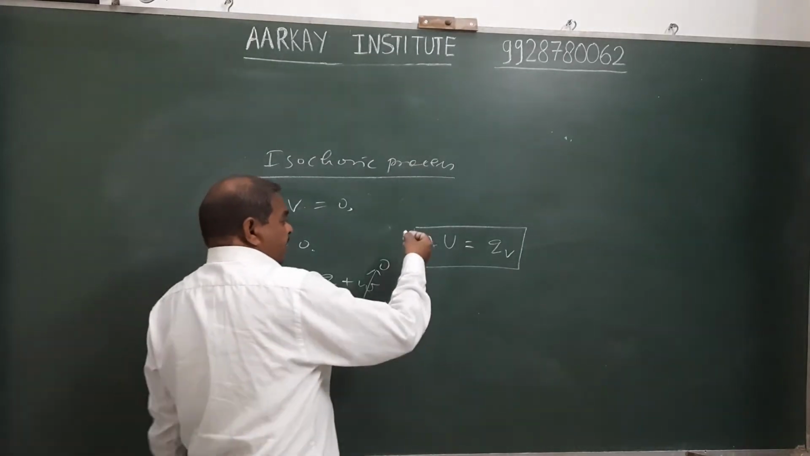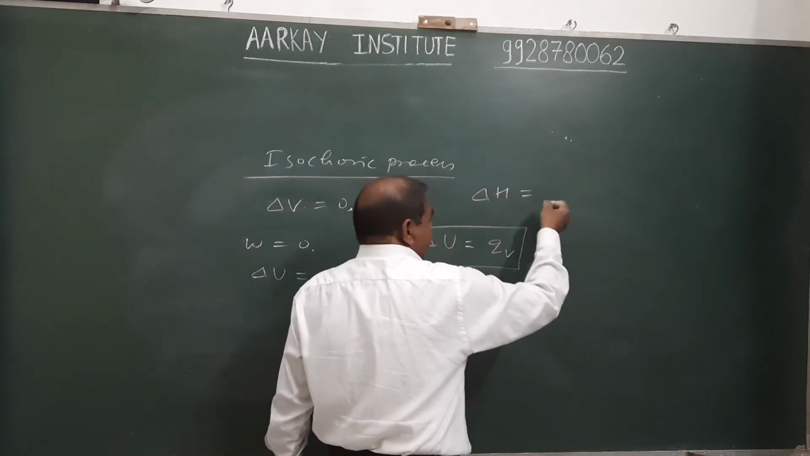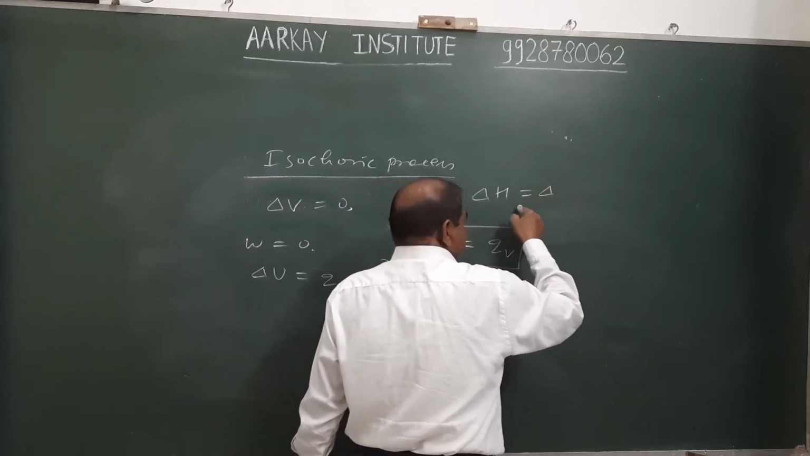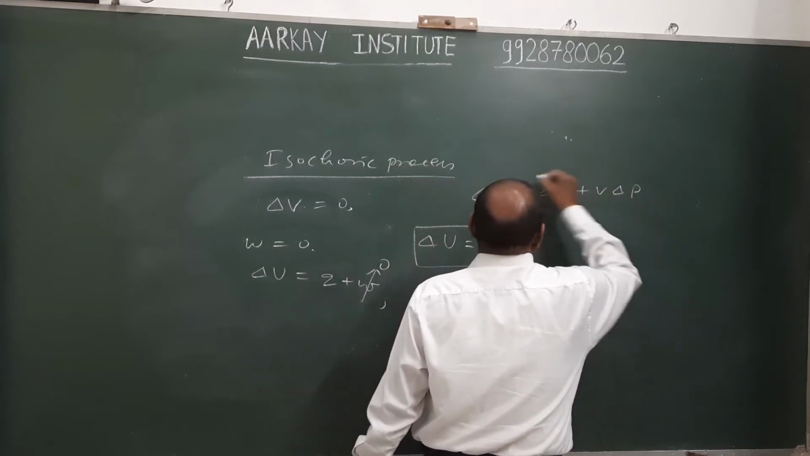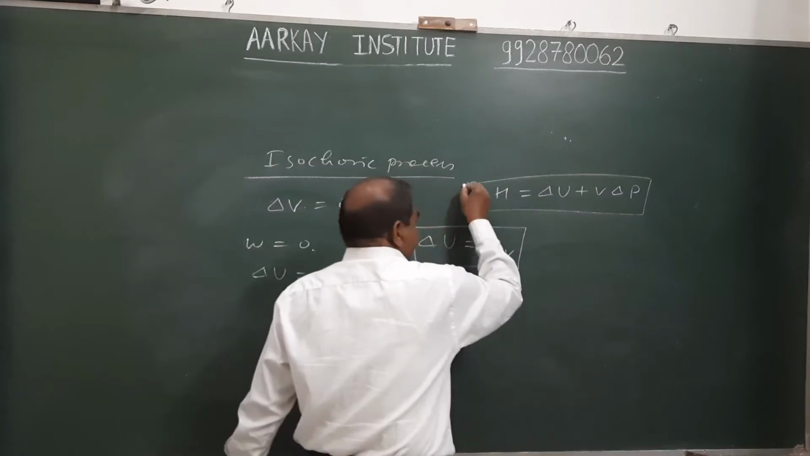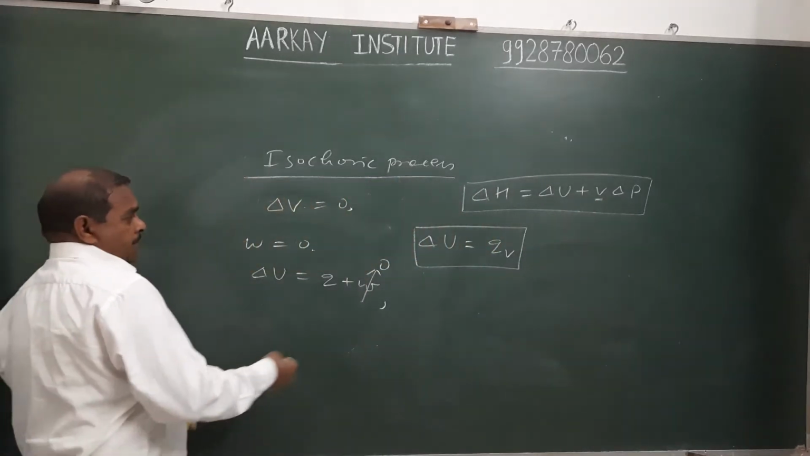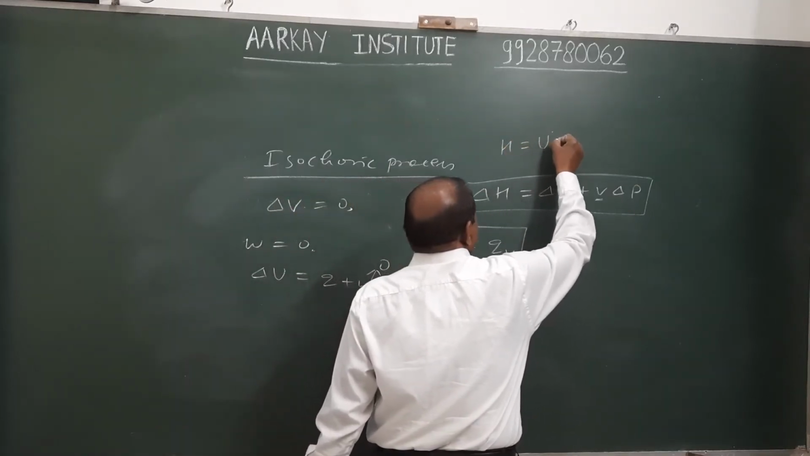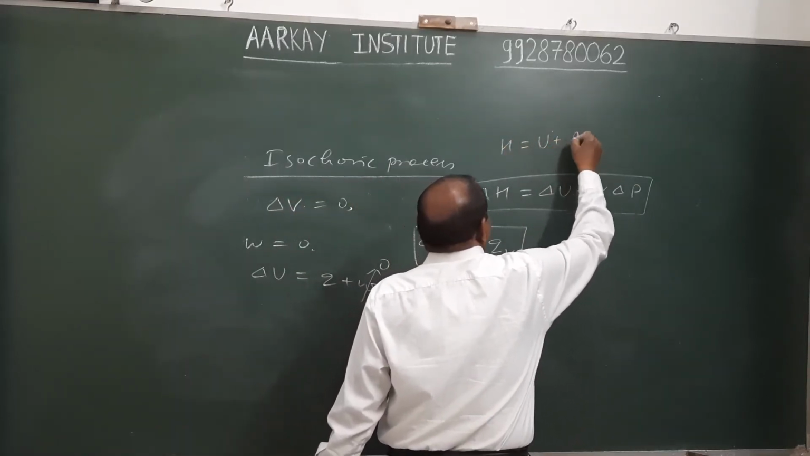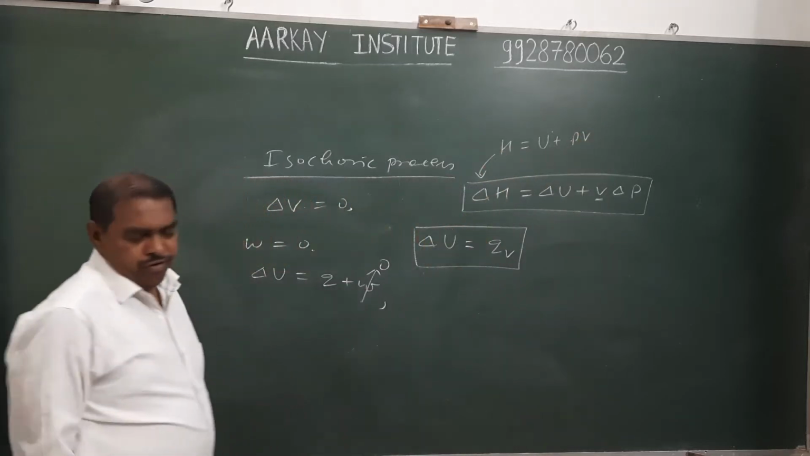And the heat capacity of gas or system is calculated with the help of delta H equals delta U plus V delta P. In case of isochoric process, volume remains constant, and as per this formula, enthalpy equals internal energy and the product of P and V at constant volume. This formula is written in this form.